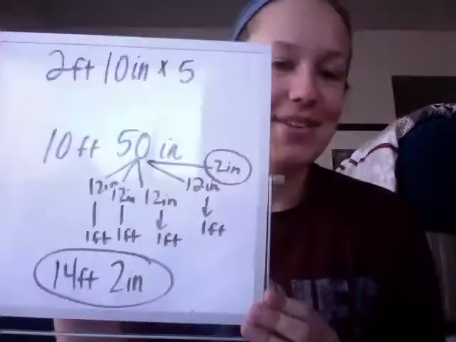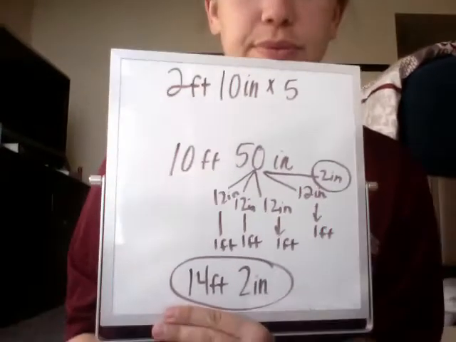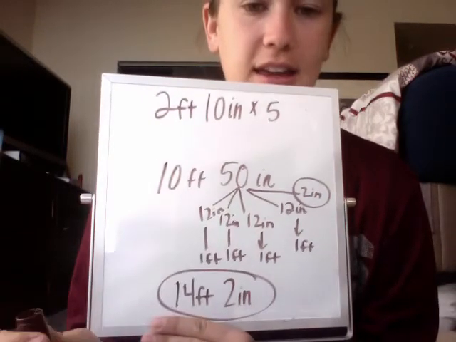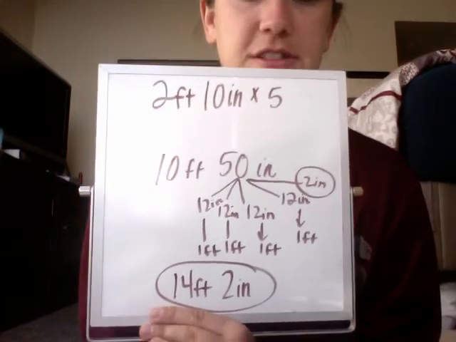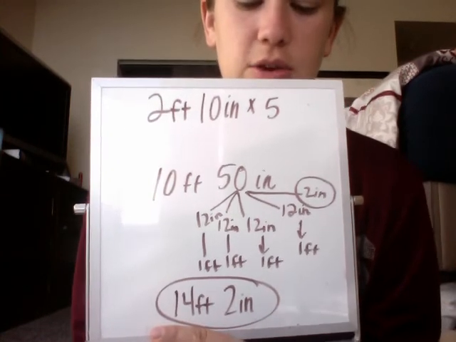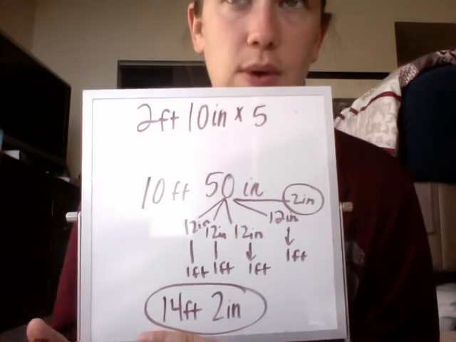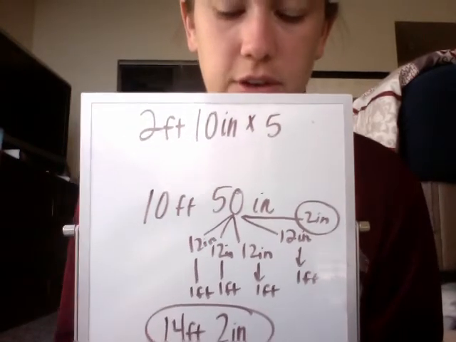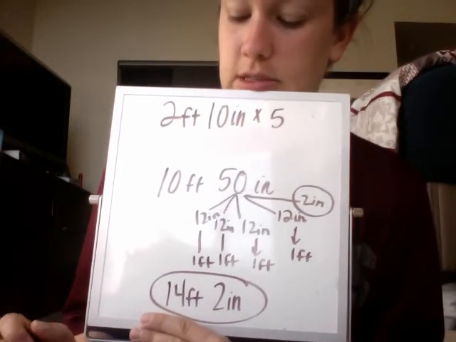All right. Pause me if you need to. So here, 2 feet, 10 inches multiplied by 5. So, first thing I did was multiply 5 by 2 feet. That gave me 10 feet. Then I multiplied 5 by 10 inches, which gave me 50 inches. Here, we know that we need 12 inches to make a new foot. So I could divide 50 by 12 and figure out how many new feet I have and how many inches I have left over.